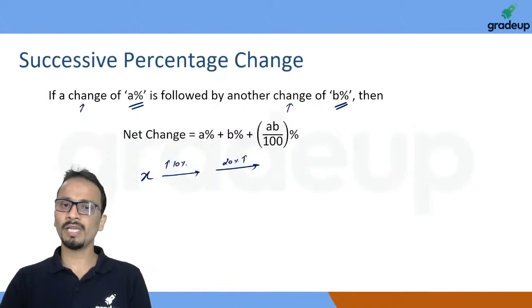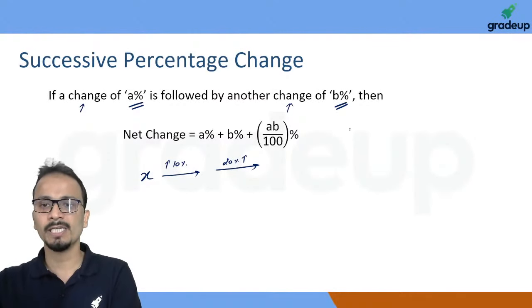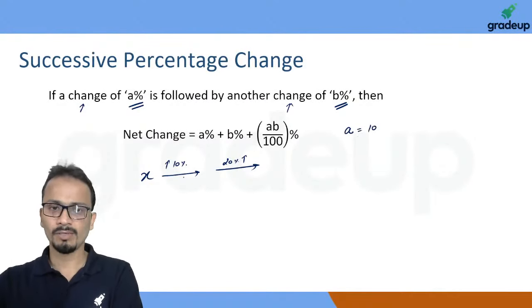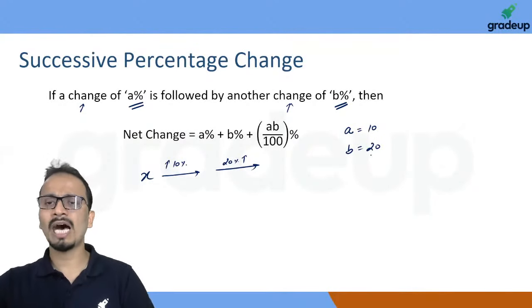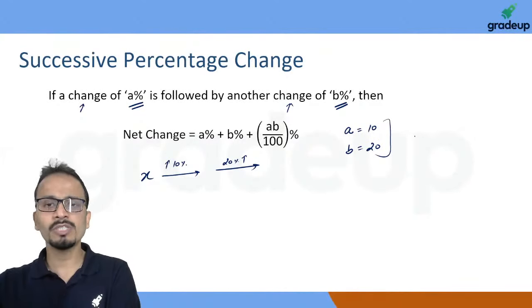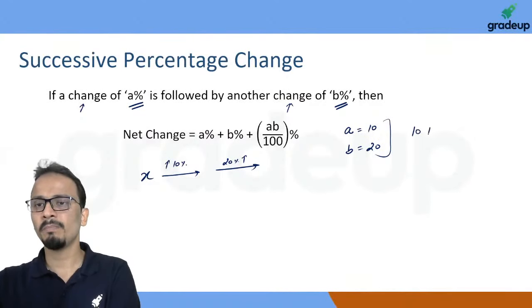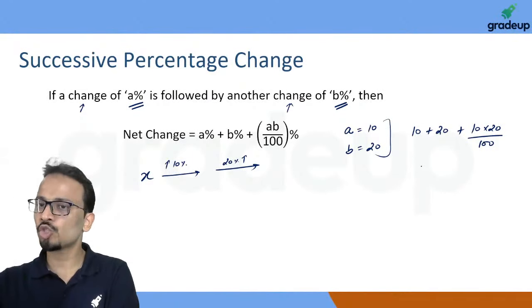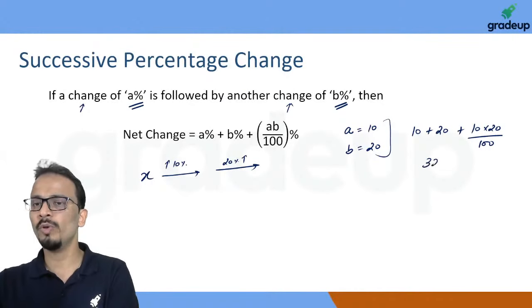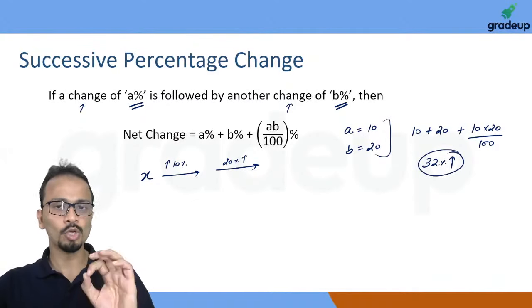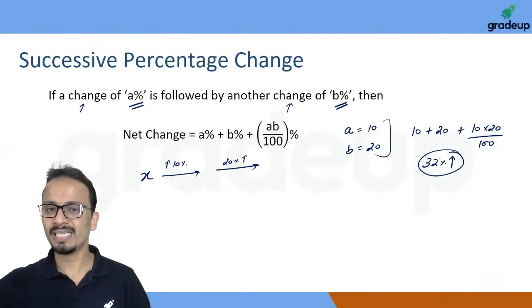In this case, the value of A will be 10, the 10% increase. The value of B will be 20, and both values are positive. If I feed these two values into the formula A plus B plus A into B divided by 100, I get 10 plus 20 plus 200 upon 100, that is 2. So the final value will be 32% increase. Since the sign of 32 is positive, it is a net increase.